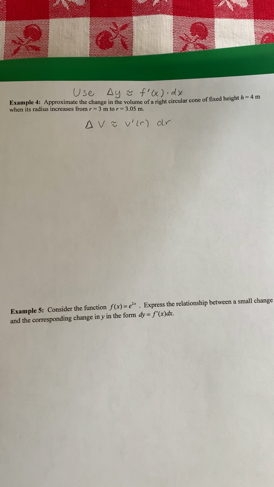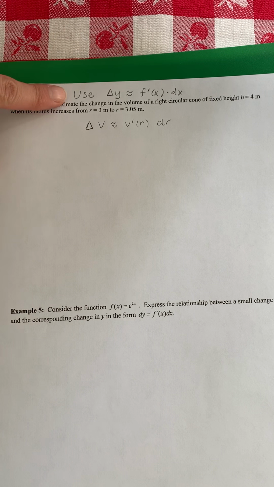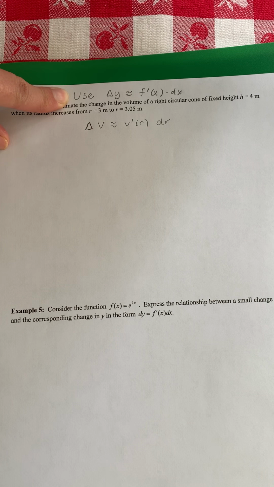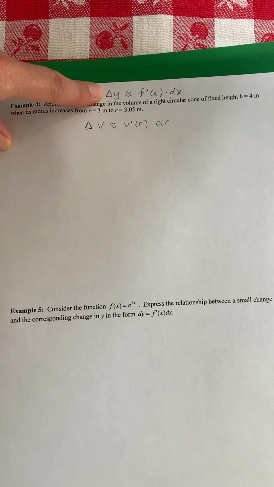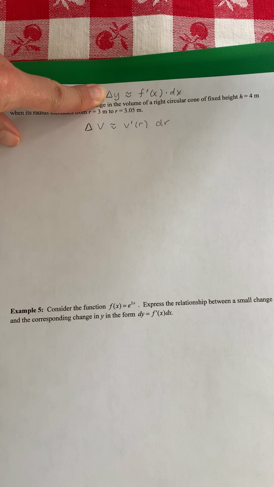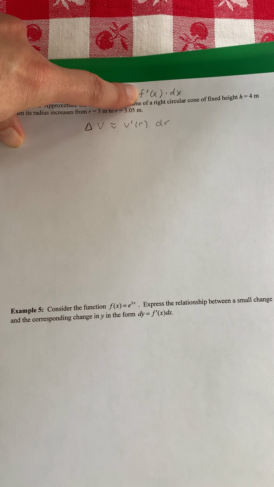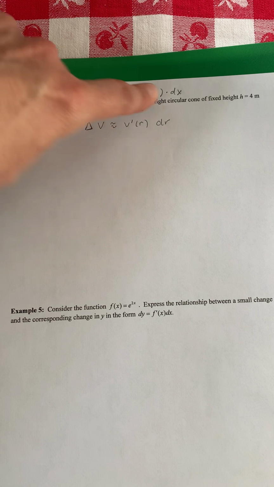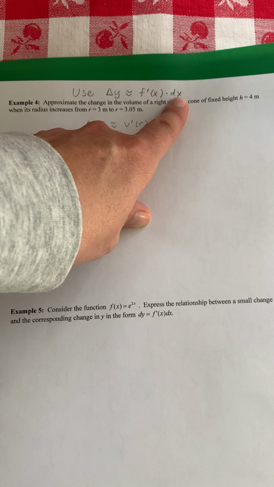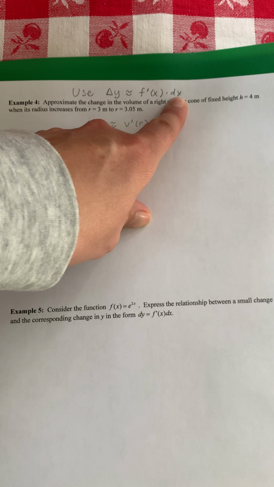We're going to look at example 4 in your section 4.6 notes. In this example, before we get started, we're going to use the definition of differential, which I've written down here, that a small change in y, or you could write this as dy, is approximated by the derivative of the function of x times a very small change in x, okay?